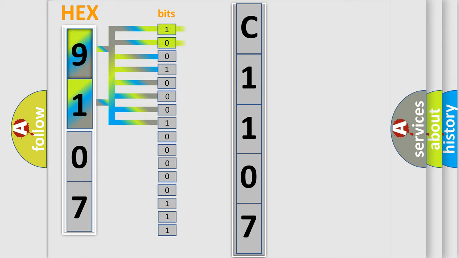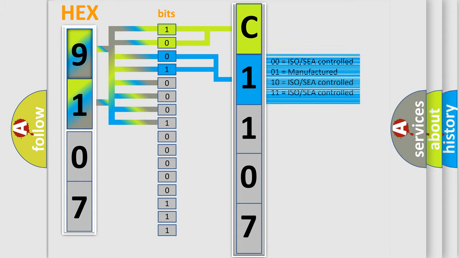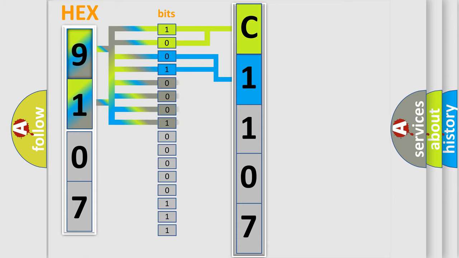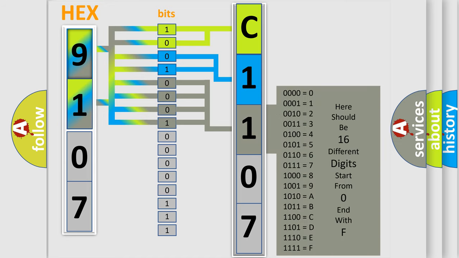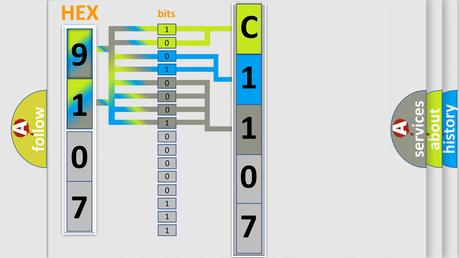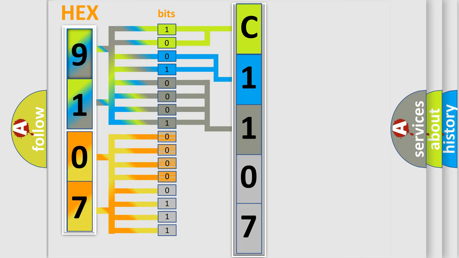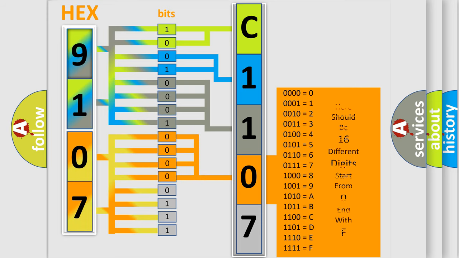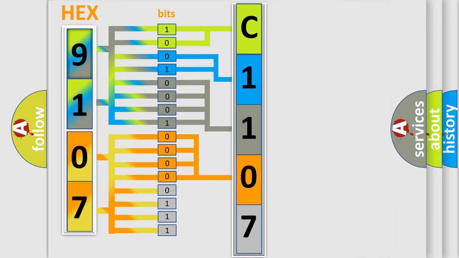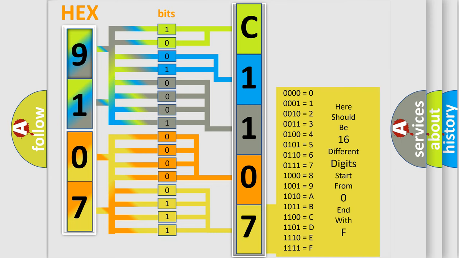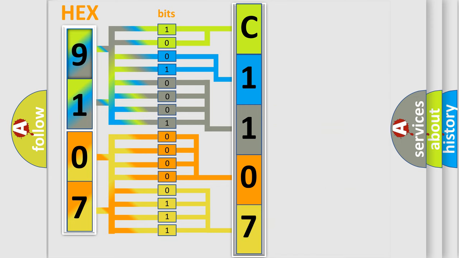By combining the first two bits, the basic character of the error code is expressed. The next two bits again determine the second character. The last bits of the first byte define the third character of the code. The second byte is composed of a combination of 8 bits. The first 4 bits determine the fourth character of the code. And the combination of the last 4 bits defines the fifth character. A single byte conceals 256 possible combinations. We now know in what way the diagnostic tool translates the received information into a more comprehensible format.